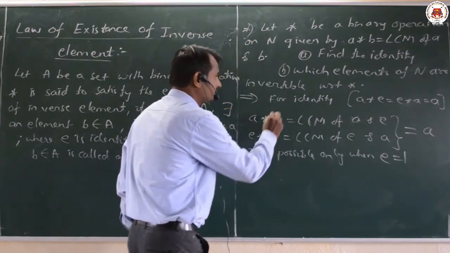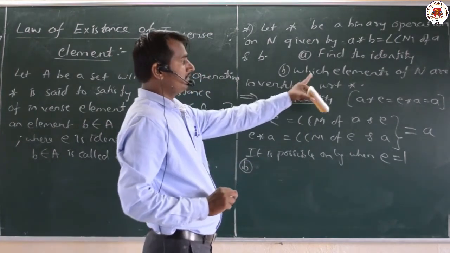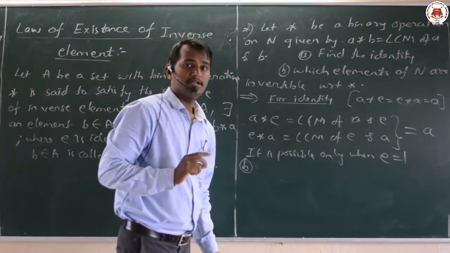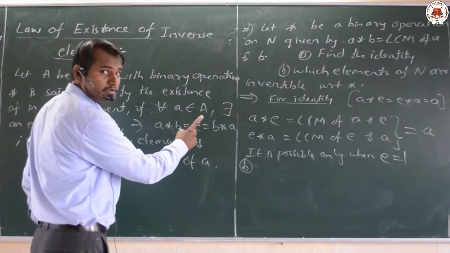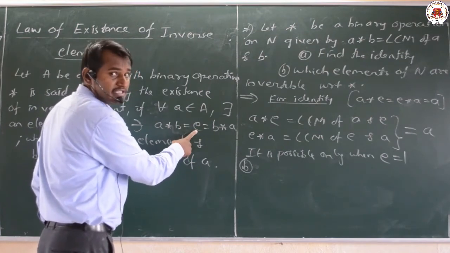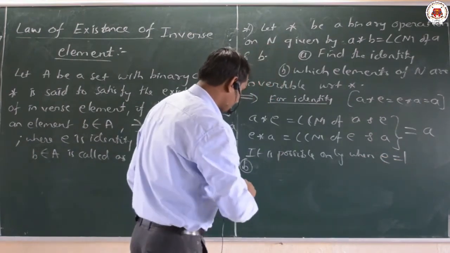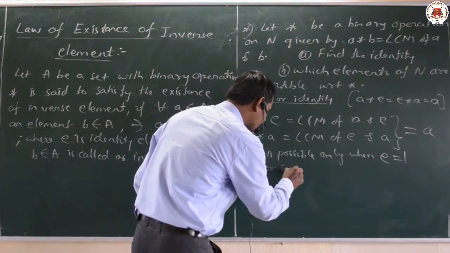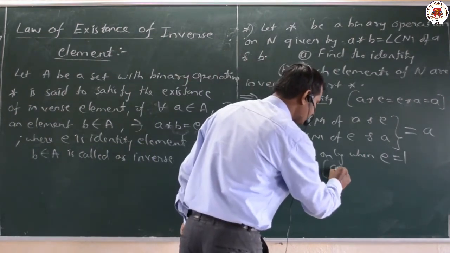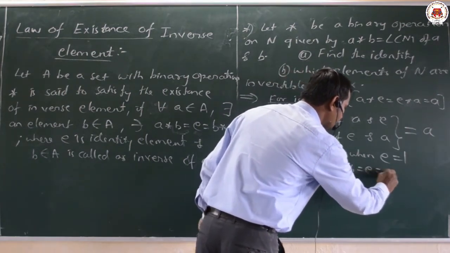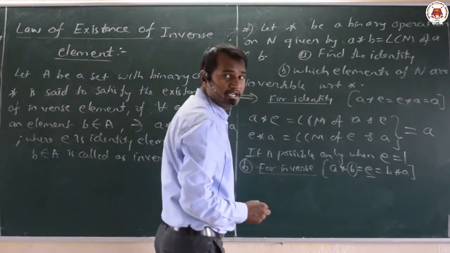Now let us move on with the b part. What is the b part here? Which elements of N are invertible? Invertible means, according to the definition, a star b equal to e. We already know e means identity, and it is 1 here. For inverse, the definition is a star b equal to e, which is equal to b star a, where e is the identity, and this b itself is called the inverse.